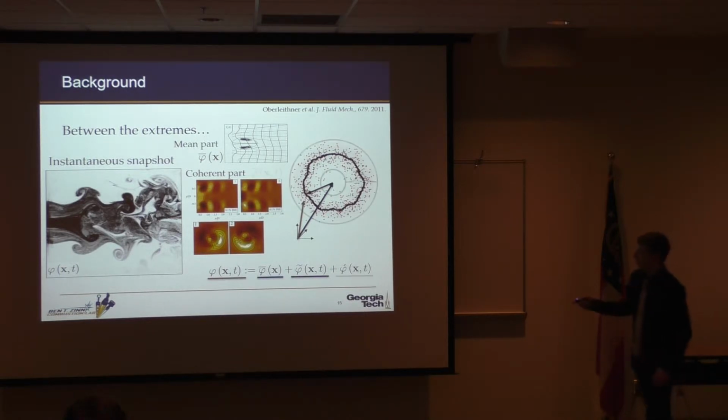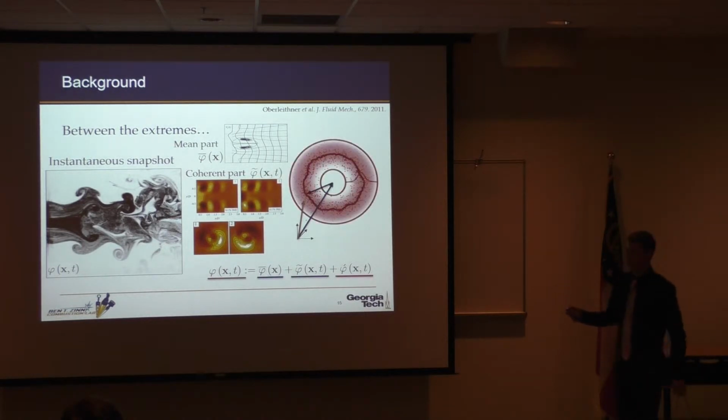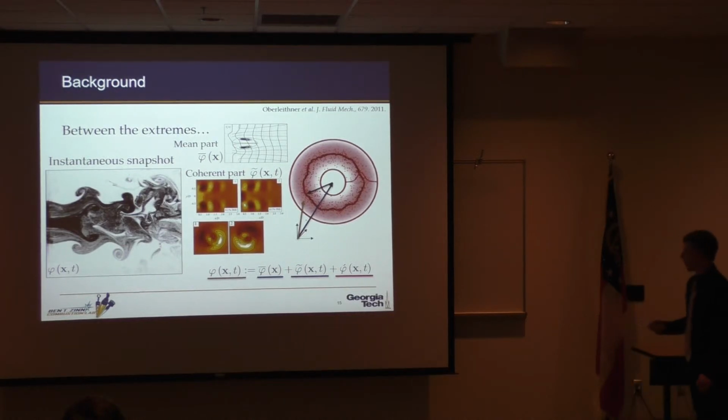And then in addition to that, we've also got some sort of probability distribution about that limit cycle. And so this is an important distinction between a pure time-average perspective on this problem and a coherent structures perspective on this problem.